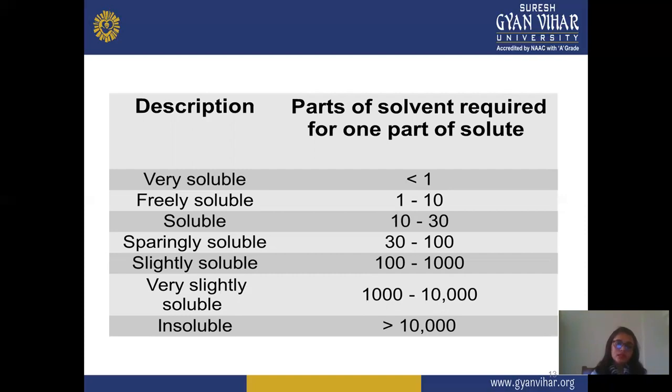So you should select according to this amount, or according to these parts, which type of solubility is required. If your drug is very soluble, freely soluble, or soluble, then it should be in the range of less than 1 to 30 parts. But if it is in insoluble form, then it is more than 10,000 parts. These are the specific standard readings according to certain pharmacopoeias.